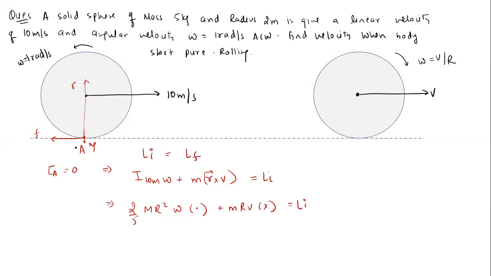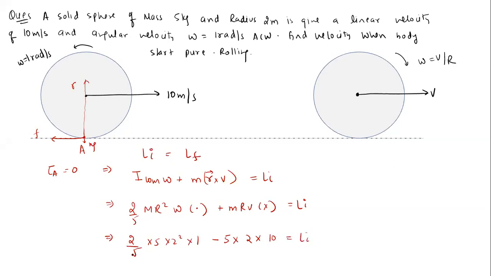The initial angular momentum would be equal to I center of the mass into omega plus m r cross v. This will be equal to 2 by 5 mr square into omega dot, and m r v into cross. Okay, so we put the values here. 2 by 5, mass is 5, radius is 2 square, omega is equal to 1. Then dot I have taken positive, cross will be negative. So 5 into 2 into 10 is equal to the initial angular momentum.